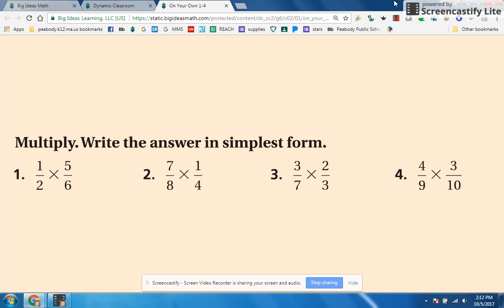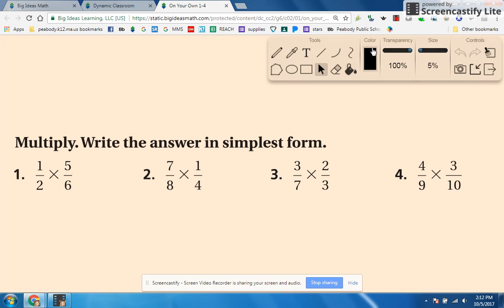I'm going to do the first one again as an example, just to make sure you understand, and then I'll give some for you guys to try. For this one, I want to see if I can cross cancel. So I'm going to look diagonally across. There's nothing I could divide 2 by that I could also divide 5 by. The only things that go into 2 are 1 and 2, and the only one of those that goes into 5 is 1. So that's not going to help us.